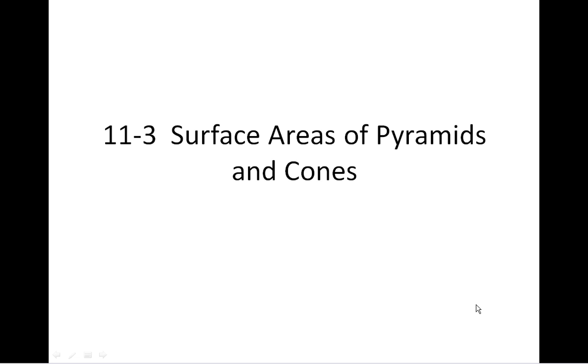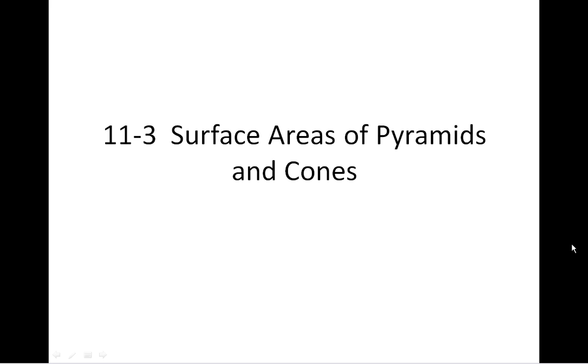Continuing our discussion on surface area, today we're going to look at the surface areas of pyramids and cones. These are slightly different from prisms and cylinders, but only because pyramids and cones have only a single base. The base can be any polygon, and all of the other faces are the lateral faces. These are triangles which meet at the vertex.